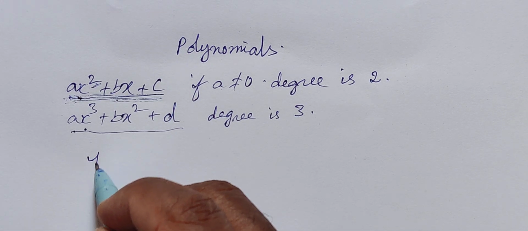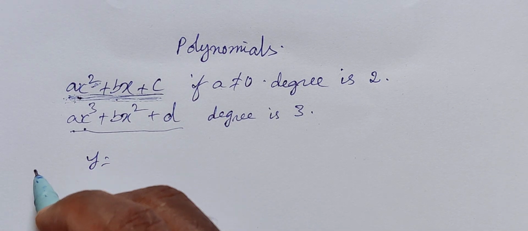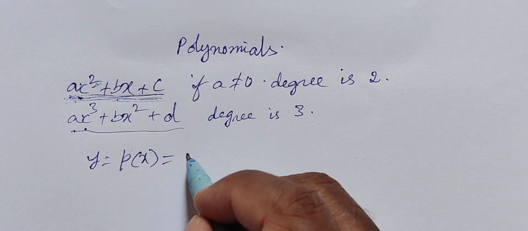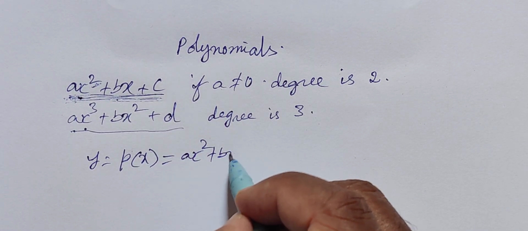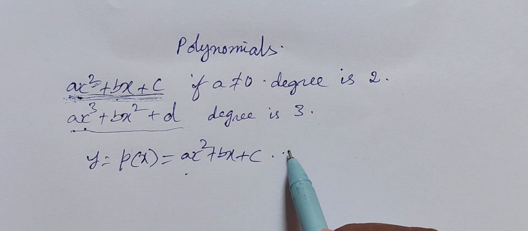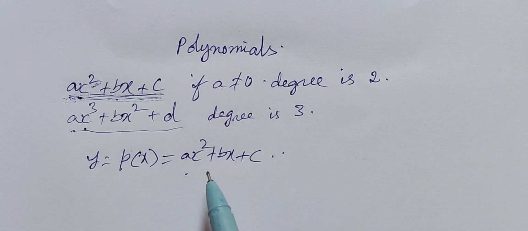That means, say y is equal to, or generally this is called p of x is equal to ax square plus bx plus c. So what you will do here is substitute x as 0, 1, 2, minus 1, minus 2, like that. This way you can find the value of a polynomial at any given value of x. So this concept will be useful when we go into the next steps.